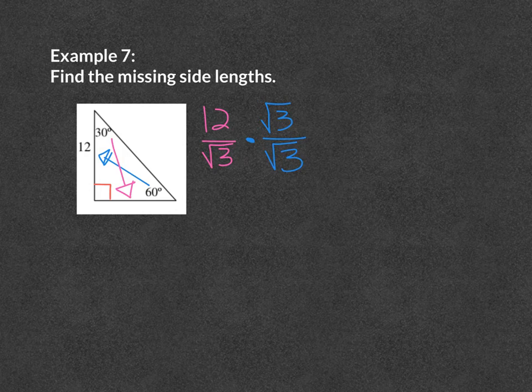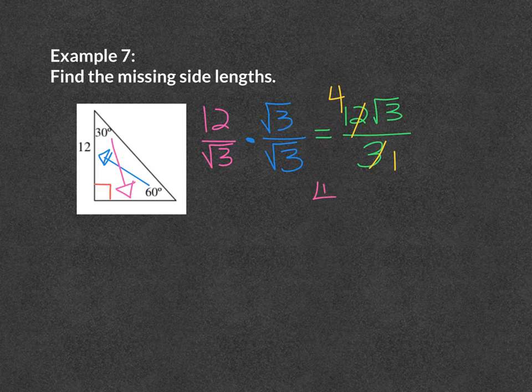So 12 times root 3 will just give me 12 root 3. Now root 3 times root 3 will give me root 9. The square root of 9 is 3. I'm going to go ahead and simplify. 12 divided by 3 will give me 4. So that means this side length is going to be 4 root 3. And that will be opposite the 30-degree angle.